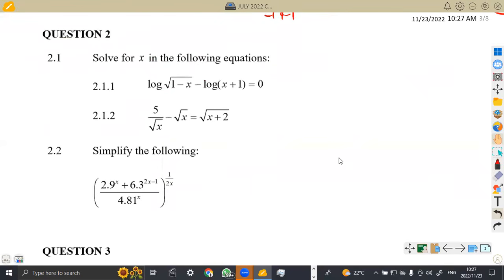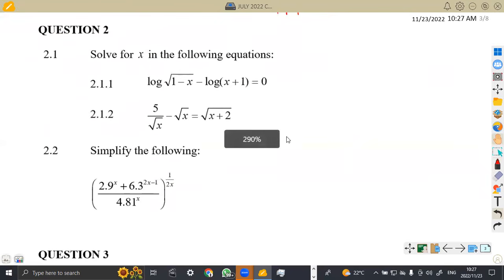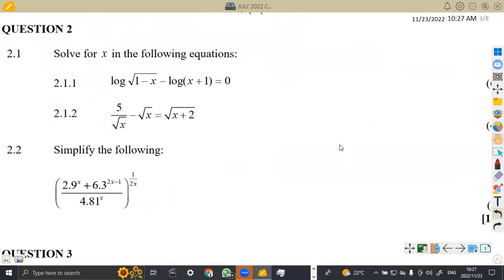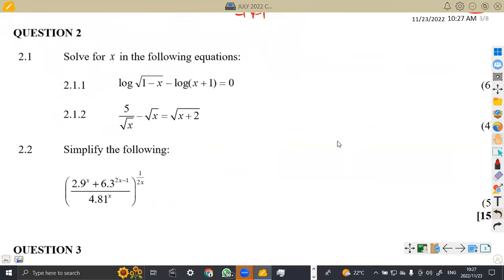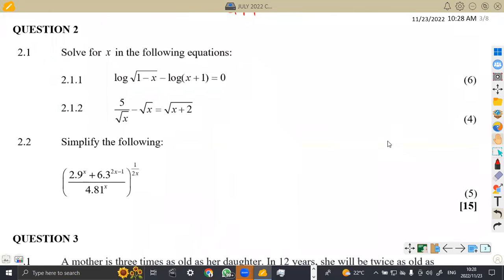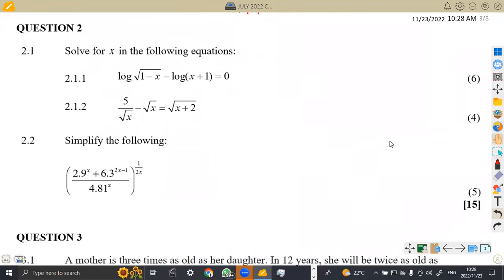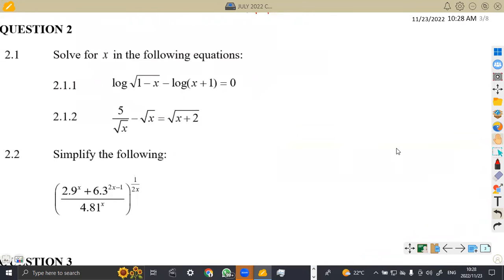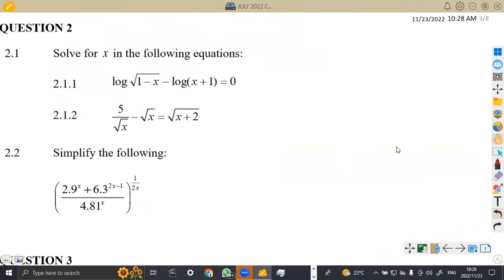Okay, question 2, you're now given to solve for x the following equation. In the first part, we are given a log. Whenever you're working with logarithms, try by all means to apply the laws of logarithms. This one is 6 marks, the first part, where we are given log of the square root of 1 minus x, minus log of x plus 1, is equal to 0.